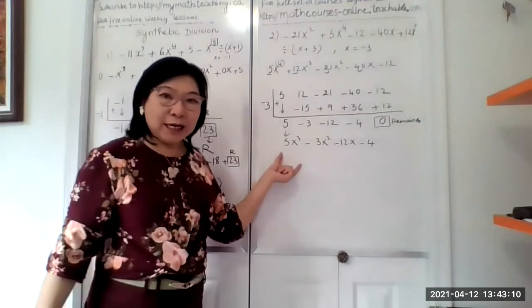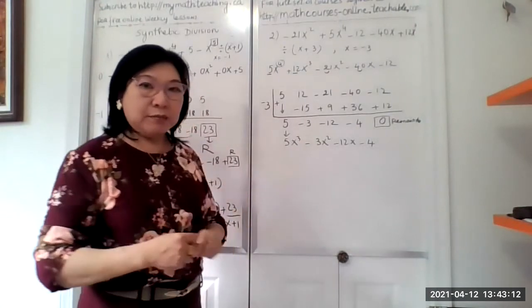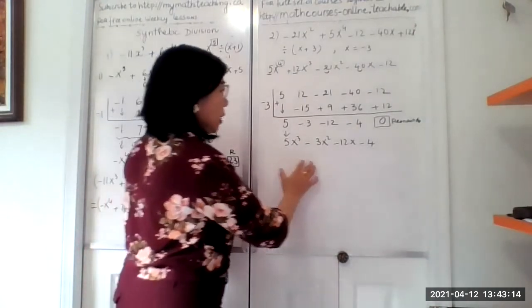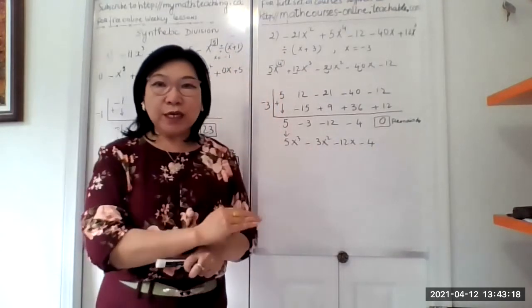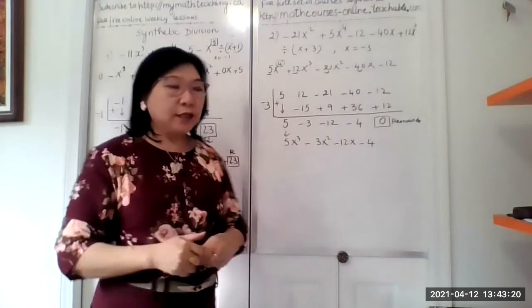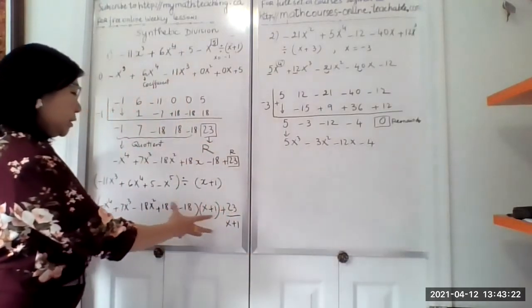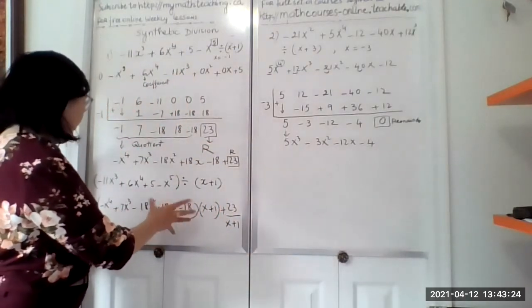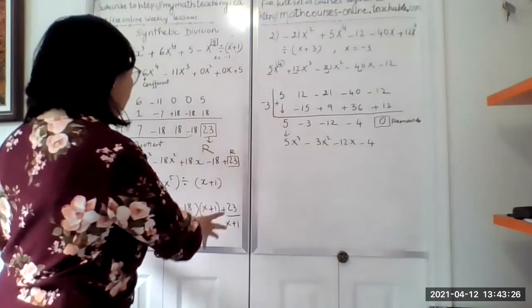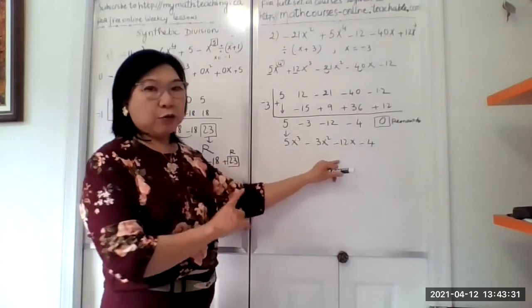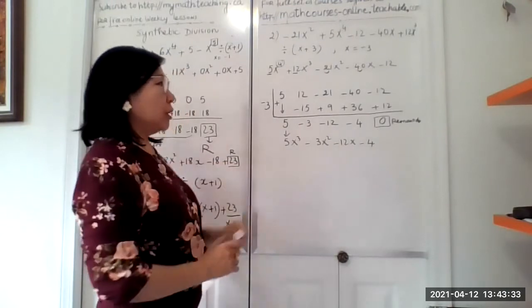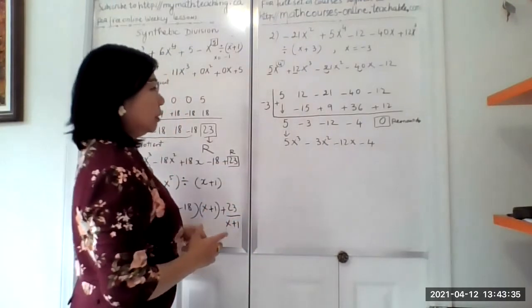But our task is not complete because we still have a long expression. We want to divide out as much as we can, unless we cannot. In the first example, it's very complex, so I'm not going to show you how to divide it out. But this one, I'm going to show you how we keep dividing it out.